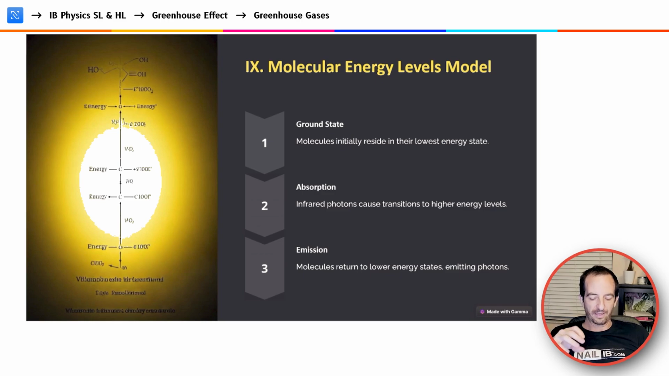So in the case of the molecular energy model, the energy from infrared radiation causes the molecules to heat up out of their natural state. To get back to their natural state, they have to release photons, or energy, and that energy goes in all directions, some of which comes back to our Earth, heating up the planet.